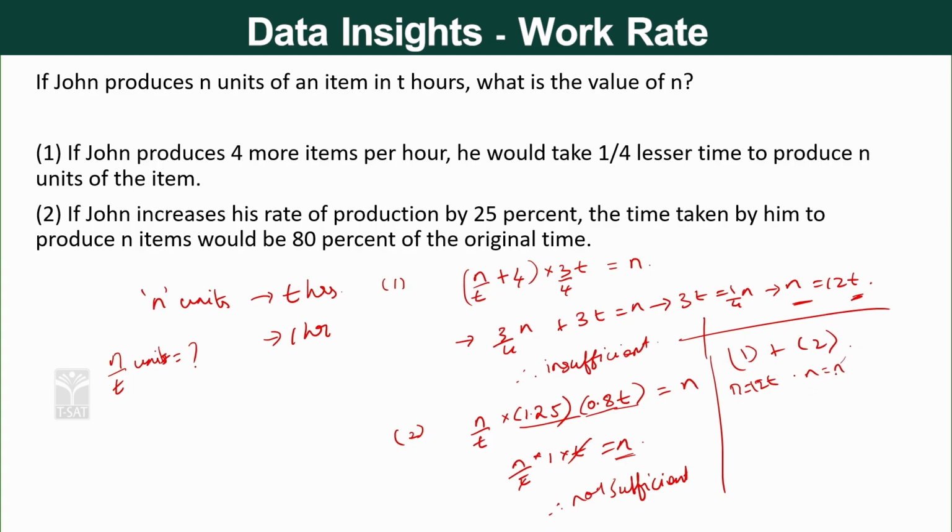It is nothing but an axiom. So, this n equals 12t is not sufficient information to calculate anything about the value of n. So, therefore, the answer option becomes E, when both statements together are also not sufficient to answer the question. Let us move to the next question now.